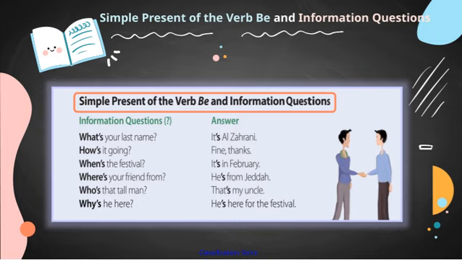The structure is pretty straightforward. Start with the question word, then the verb be, and then the subject. For example, what is your name? Or where are they from?